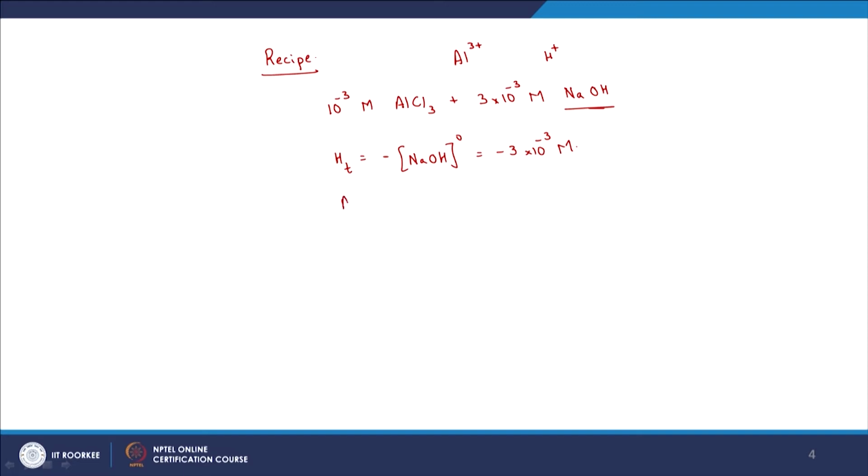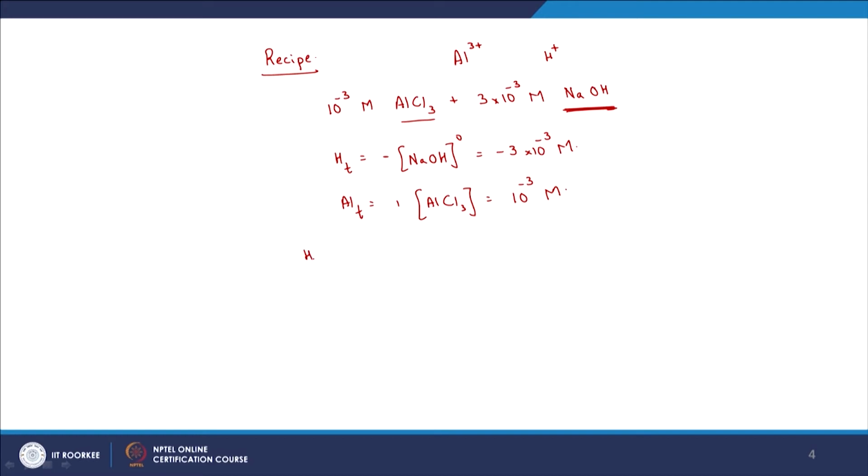And what about Al total? What are the sources of Al total here? Anything in NaOH? No, right? Any Al in NaOH? Not really. Any in AlCl3? Yes. So it's 1 times AlCl3, right? And that's going to be equal to 10^-3 molar, right? So based on the equations that we already had earlier, right?